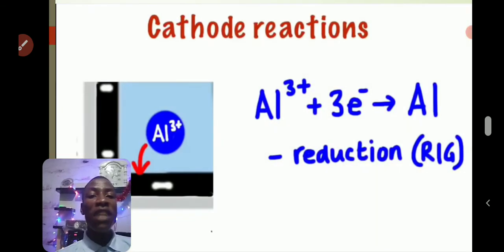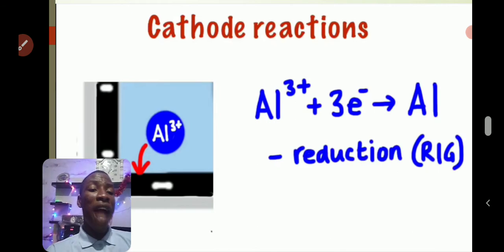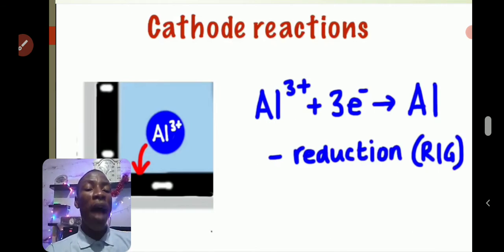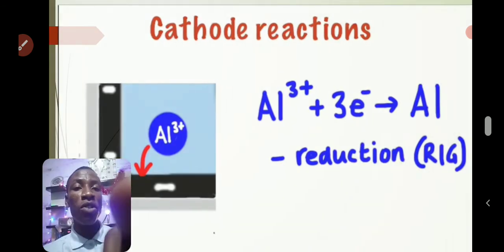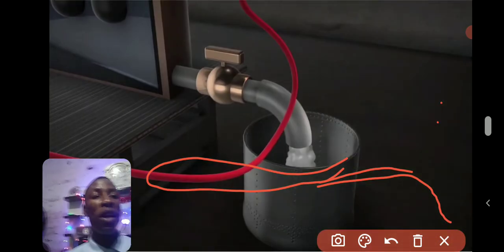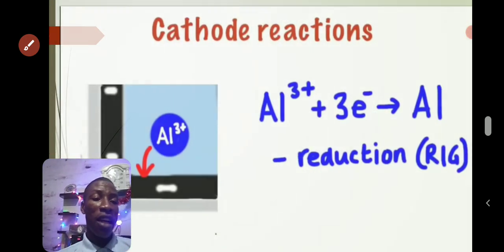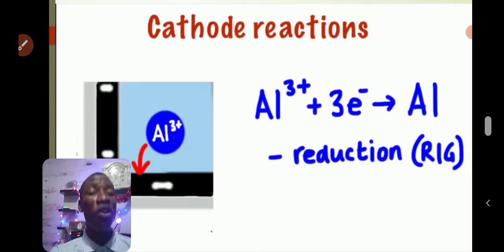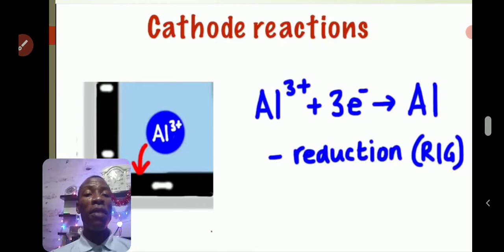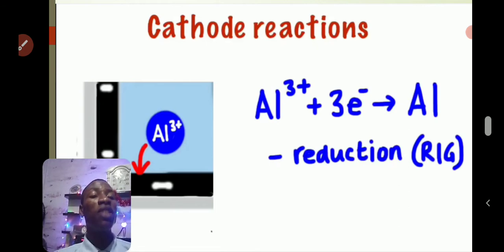So what are the reactions at the cathode? At the cathode, we said that the aluminium ion will gain electrons. That is, it has gained 3 electrons already. So when it gains the 3 electrons, it's going to become aluminium metal. As you can see, that's a reduction reaction. Gain of electrons is reduction, represented by RIG. RIG means reduction is gain.